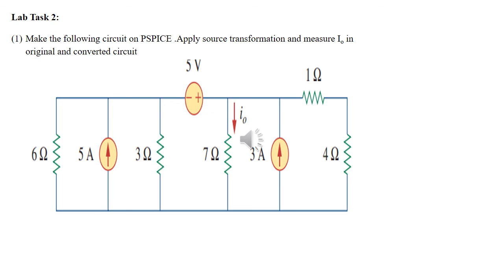Make the following circuit on PSpice. Apply a source transformation and measure I0 in the original and converted circuit.